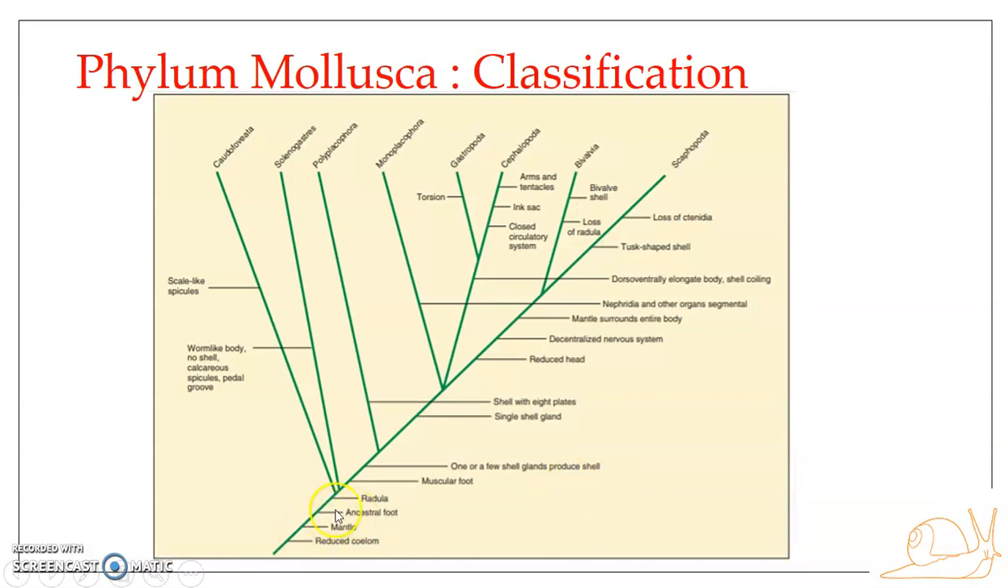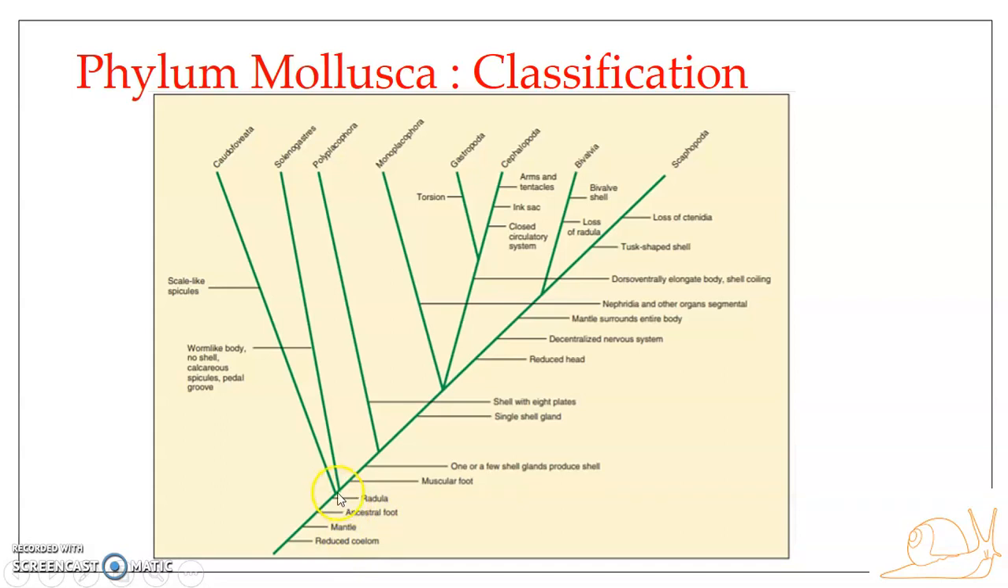This shows a phylogeny, actually a phylogram, of mollusks. You can see the ancestor of mollusks. It had a reduced coelom, a mantle, an ancestral foot, and a radula. All the members evolving from this ancestor will have all these characters, as these were found in the ancestral mollusks as well.